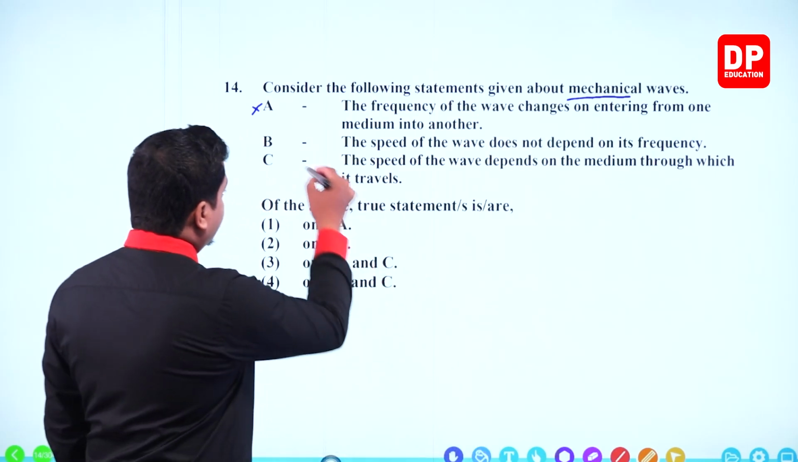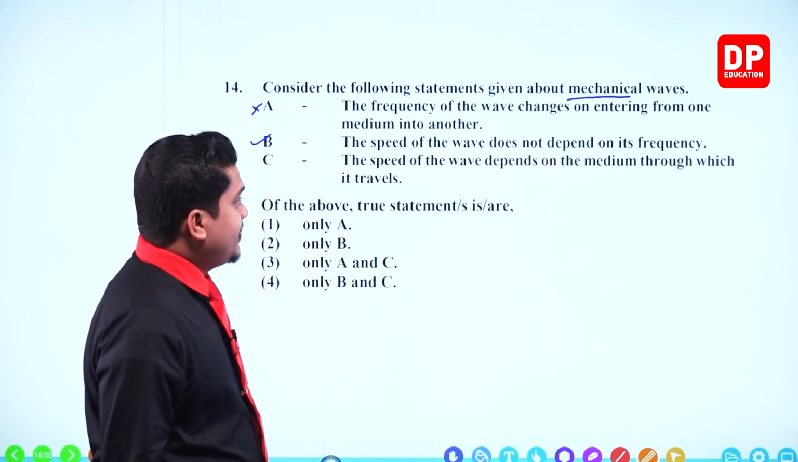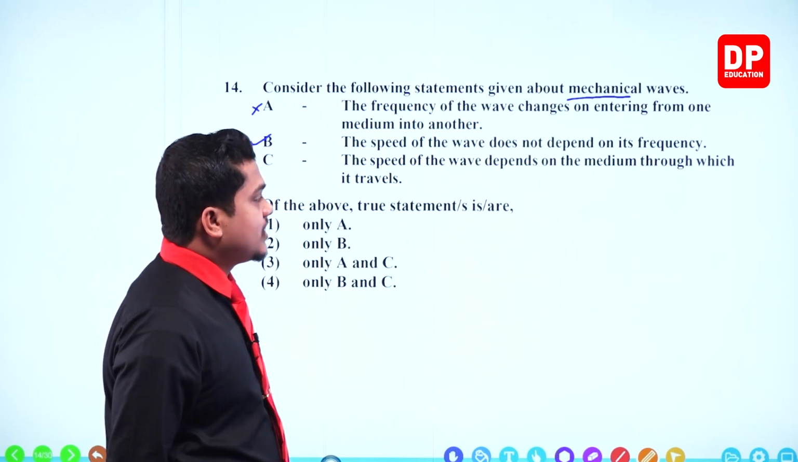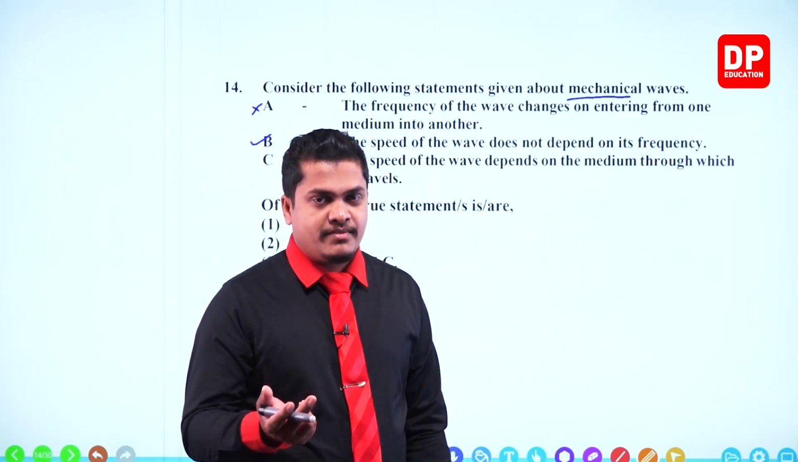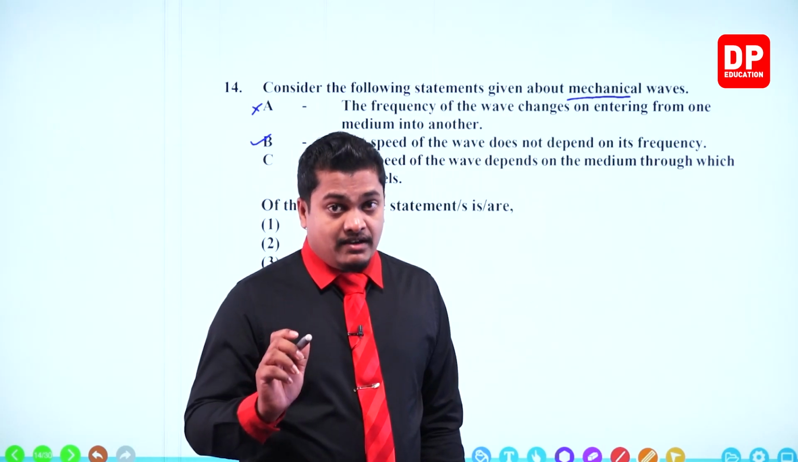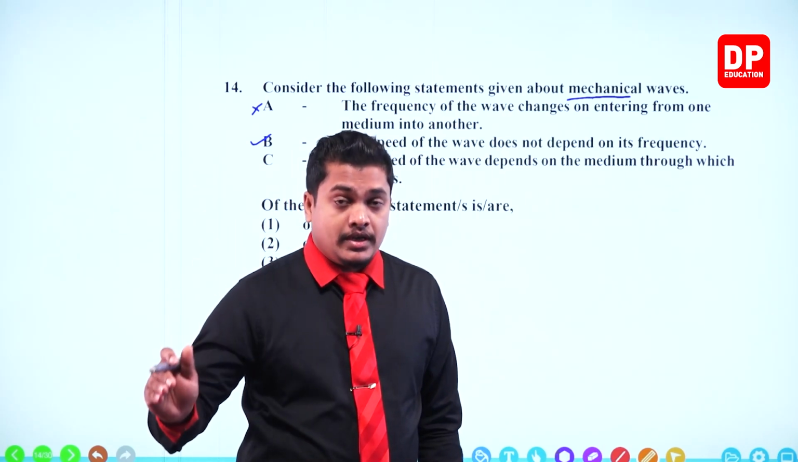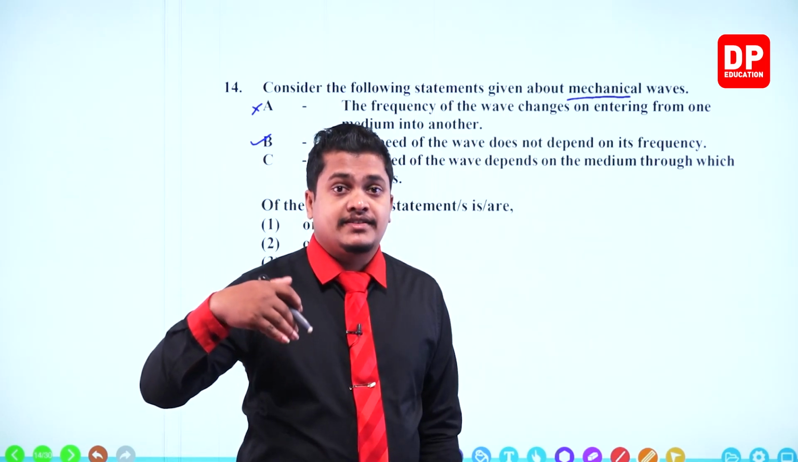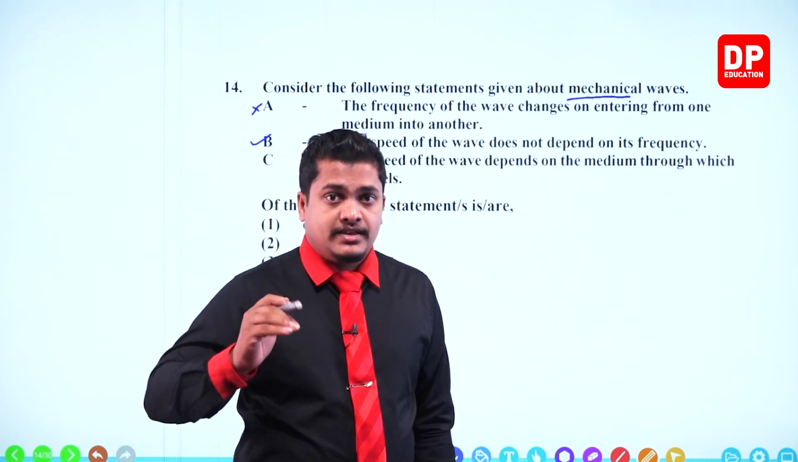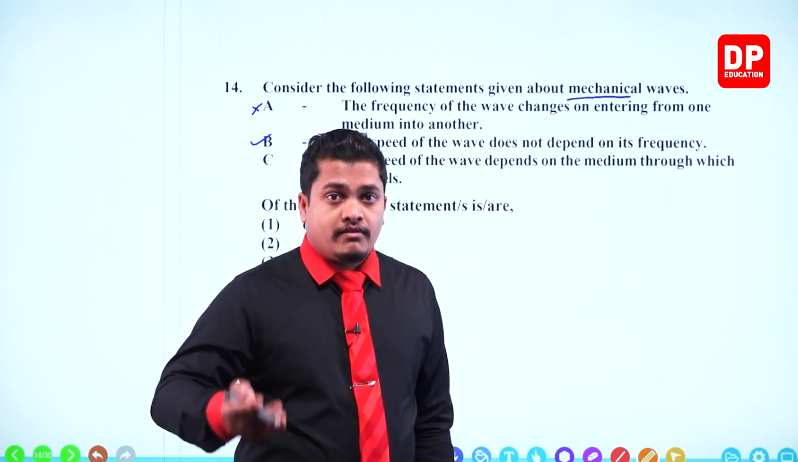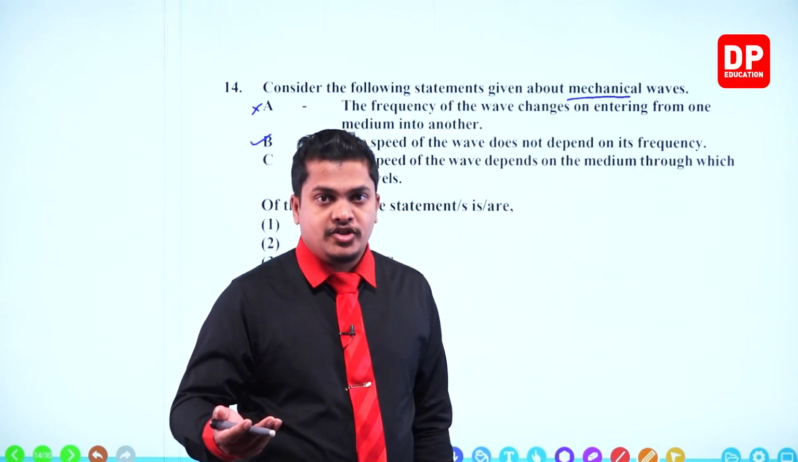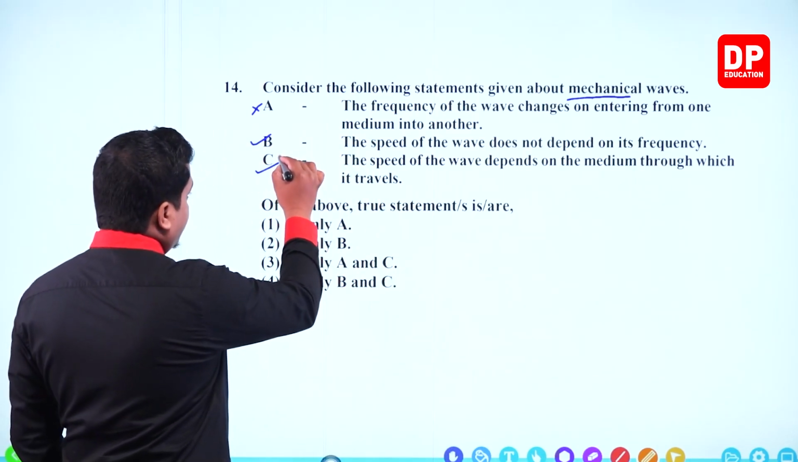So this is correct. Next one, speed of the wave depends on the medium through which it travels. That's correct, my dear children. Can you remember earlier I told you that when a mechanical wave is passing through liquids, it has a certain speed, when it is traveling through air, it has a certain speed, and when it is traveling through solids, it has a certain speed. So according to the medium, the speed changes. So this is correct.